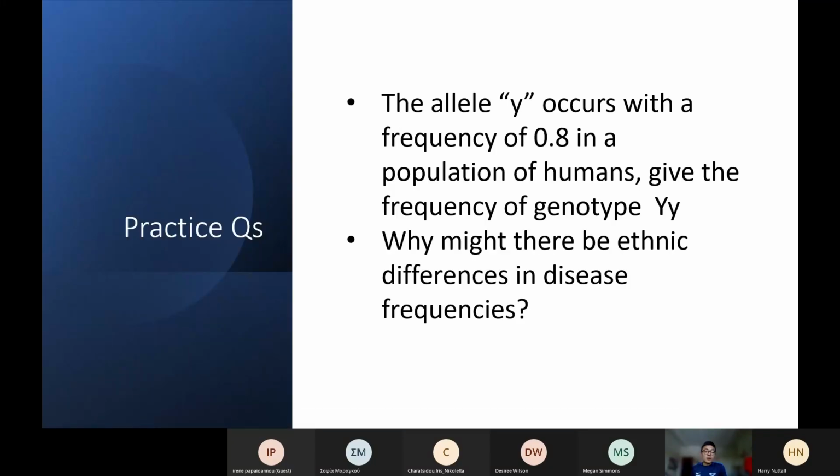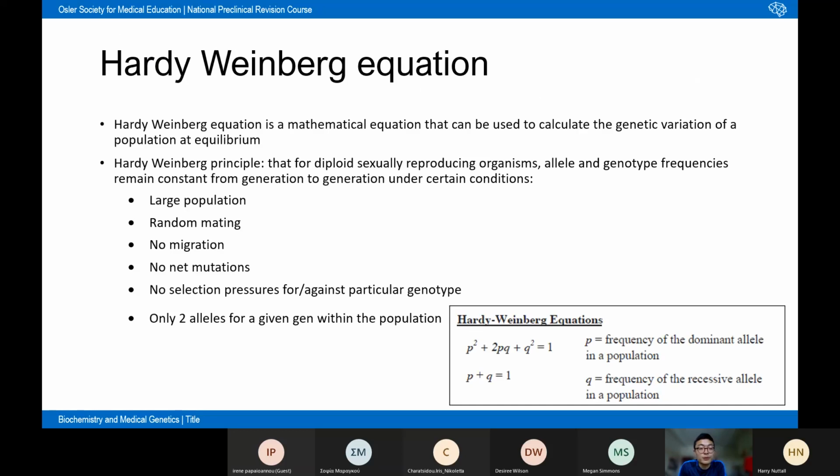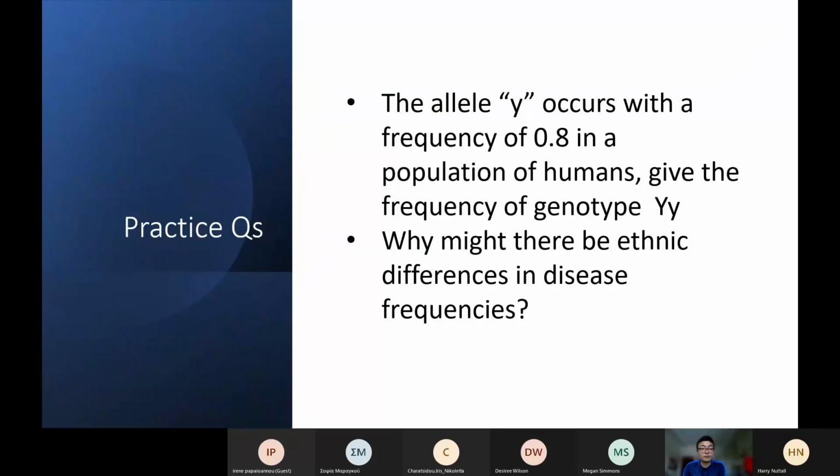So this one, I can give you a bit longer. We'll go through it together, but this is an example of a question you might get. So if the allele Y, the recessive allele, occurs with a frequency of 0.8 in a population of humans, what is the frequency of the genotype Yy, the heterozygote? So try using the equation we had just now to work it out. I'll give you the answer in a minute, but I'll give you a minute if you want to have a go at it.